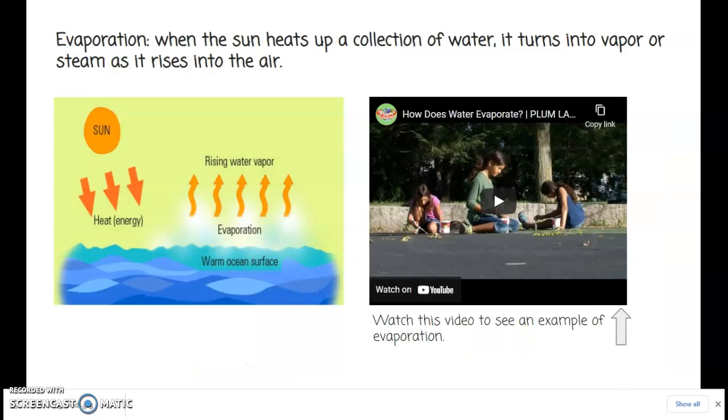Evaporation is when the sun heats up a collection of water and turns it into vapor or steam as it rises into the air. So on the left-hand side, we see some heat coming down and it causing the water to turn into a gas and rising up into the air. And there's a short video we're going to watch here on the right.